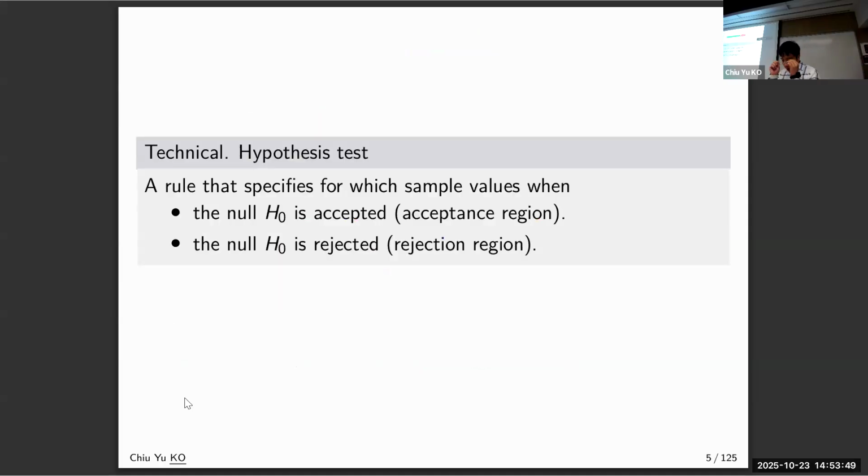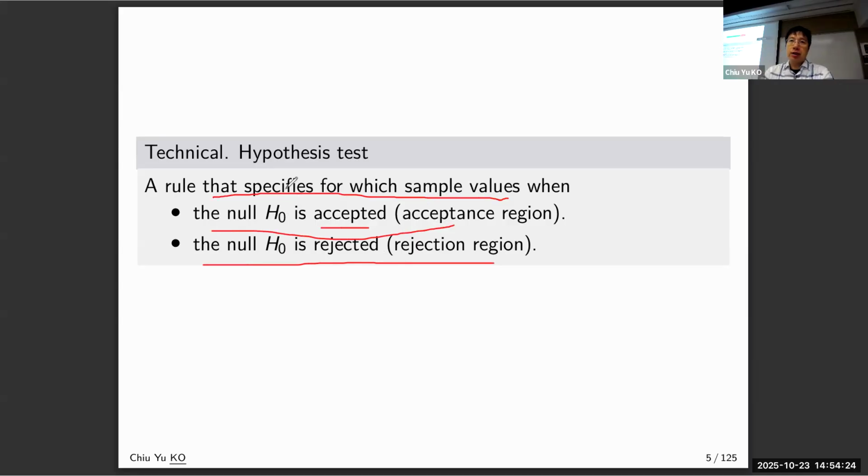And what is hypothesis testing? Basically, at the beginning, you specify the region, or specify what values would lead you to reject the null or not reject, right? Or sometimes you could accept the null. So the rejection region is the set of values for which you reject the null, otherwise you accept.